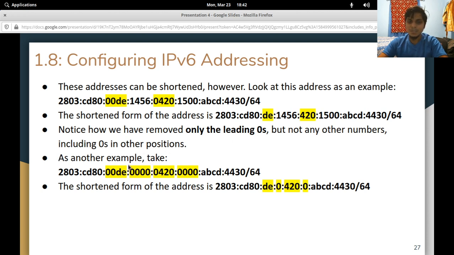As another example, take 2803 00DE 000 0420 000 ABCD 4430. So we could again remove these leading zeros, and here you see we have 4 zeros, so we could remove these 3 leading zeros and leave this 1 zero, and then 0420 we could remove that 0 again, and same thing with the 0. We could remove the 3 leading zeros and leave that 0 there.